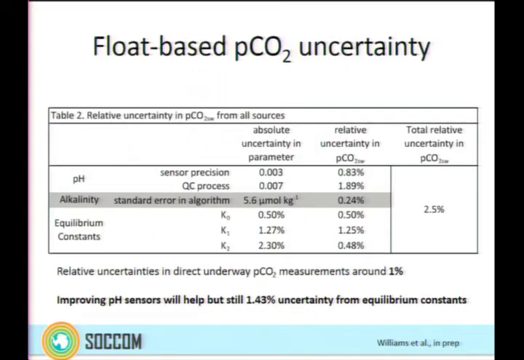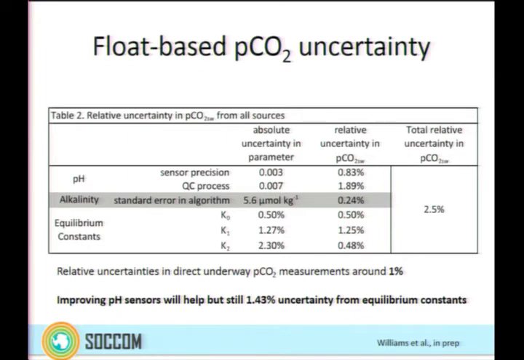So if we combine all 3 of these sources, the total relative uncertainty in a PCO2 calculated from the floats is about 2.5%. So that's at 400 microatmospheres, that's about 10 microatmospheres. And to put that in perspective, the uncertainty from a ship-based underway PCO2 measurement, which is what's used in most of the presentations that we saw this morning, that uncertainty is about 1%. So we are looking at something that's larger than that, but I'm going to argue that we're still learning something from these floats.